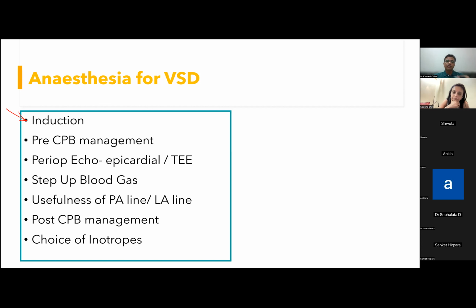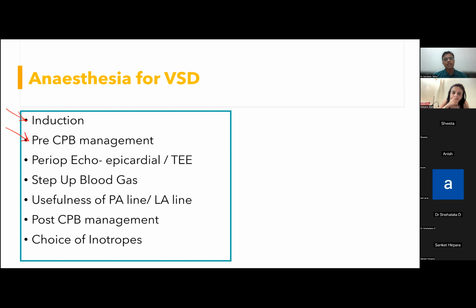Because it is a left to right shunt, inhalation induction can also be preferred, unlike a cyanotic patient, where we prefer IV induction. But we usually give balanced anesthesia: we start with sevoflurane, and then we induce with a smaller dose of opioids as well as ketamine, midazolam, and then a shorter acting muscle relaxant.